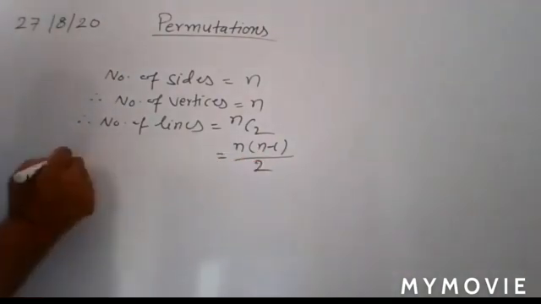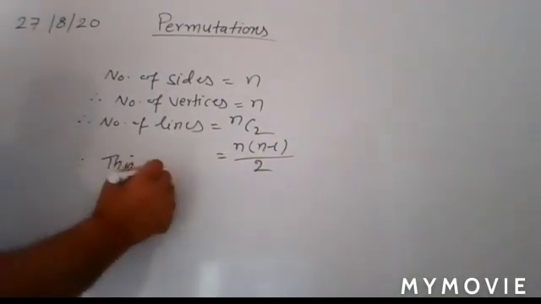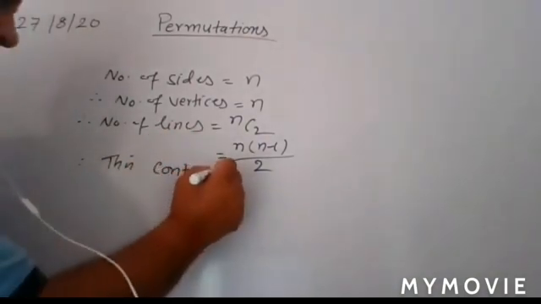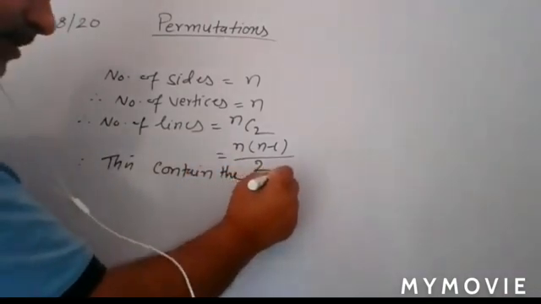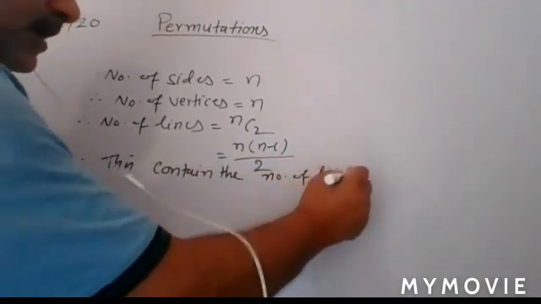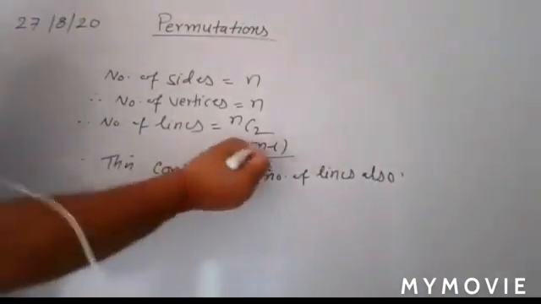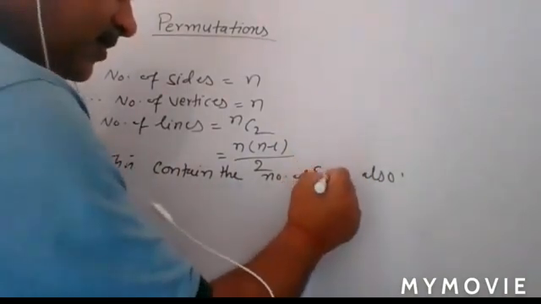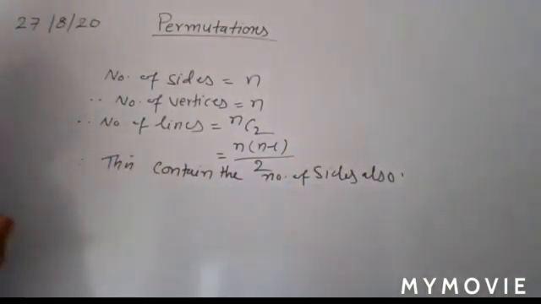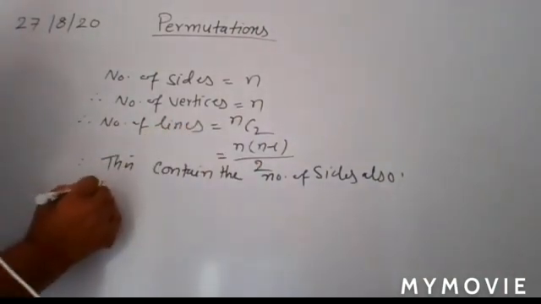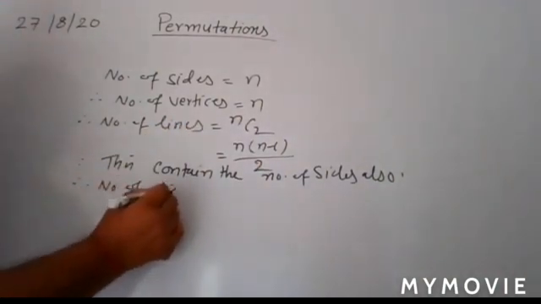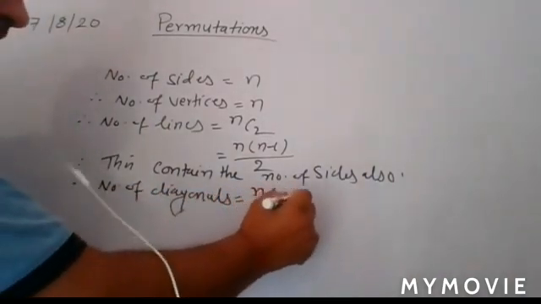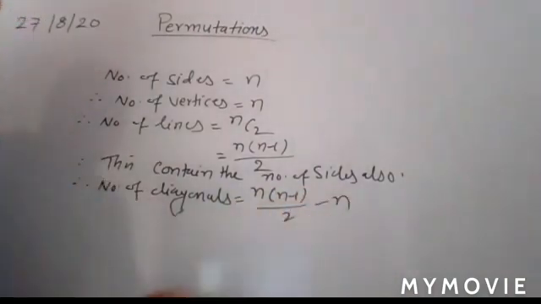Okay, so write in this way: since this number of lines also contains the number of sides, है ना? So you have to subtract it. Then you have the number of diagonals. So the number of diagonals is equal to n into n minus 1 divided by 2 minus n.